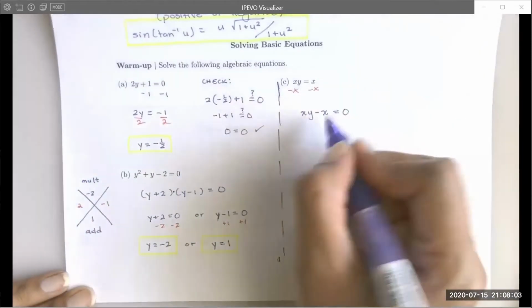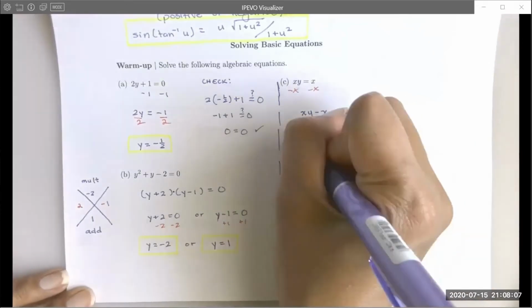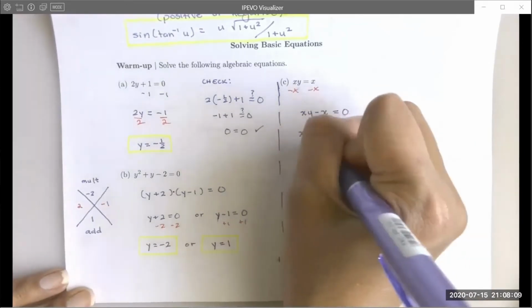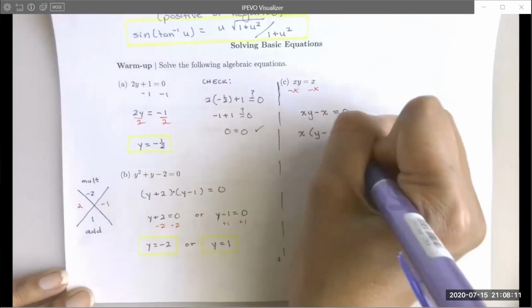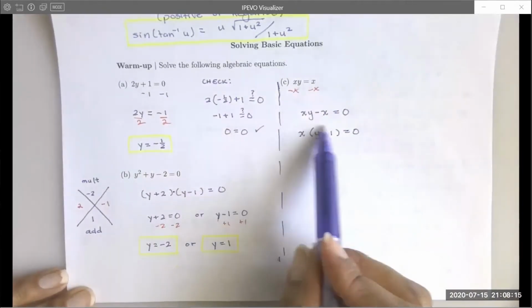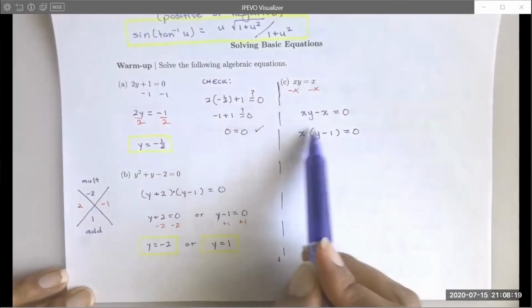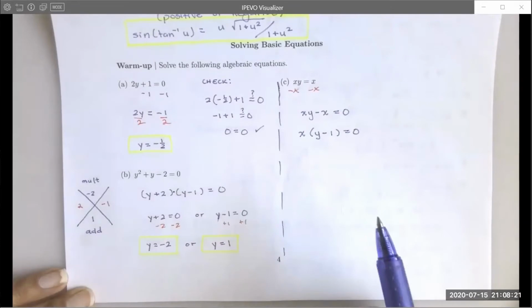All right, then these two terms both share x in common, which means I can factor it out. And it would leave me with y minus 1 in parentheses. And you can check that this is correct by distributing back in. X times y gives us xy, x times negative 1 gives us negative x.